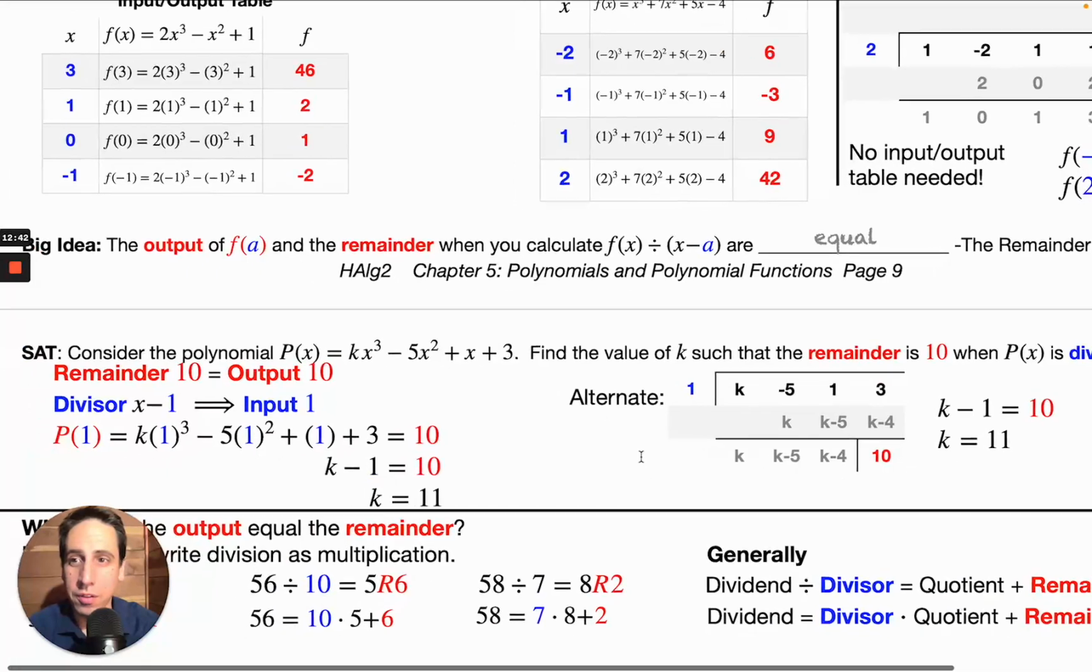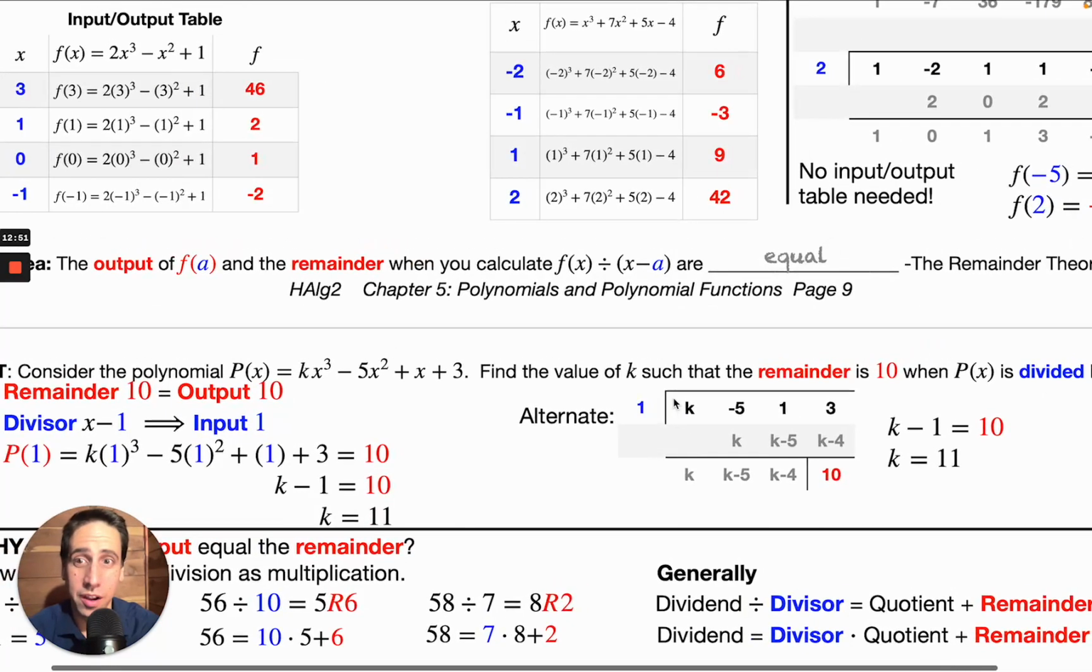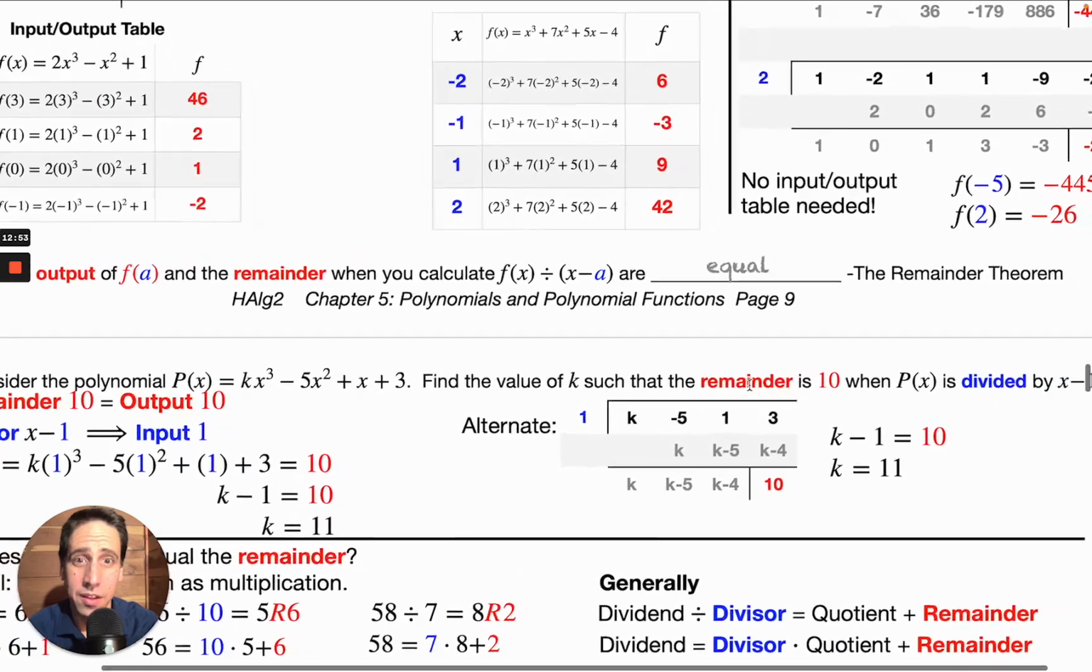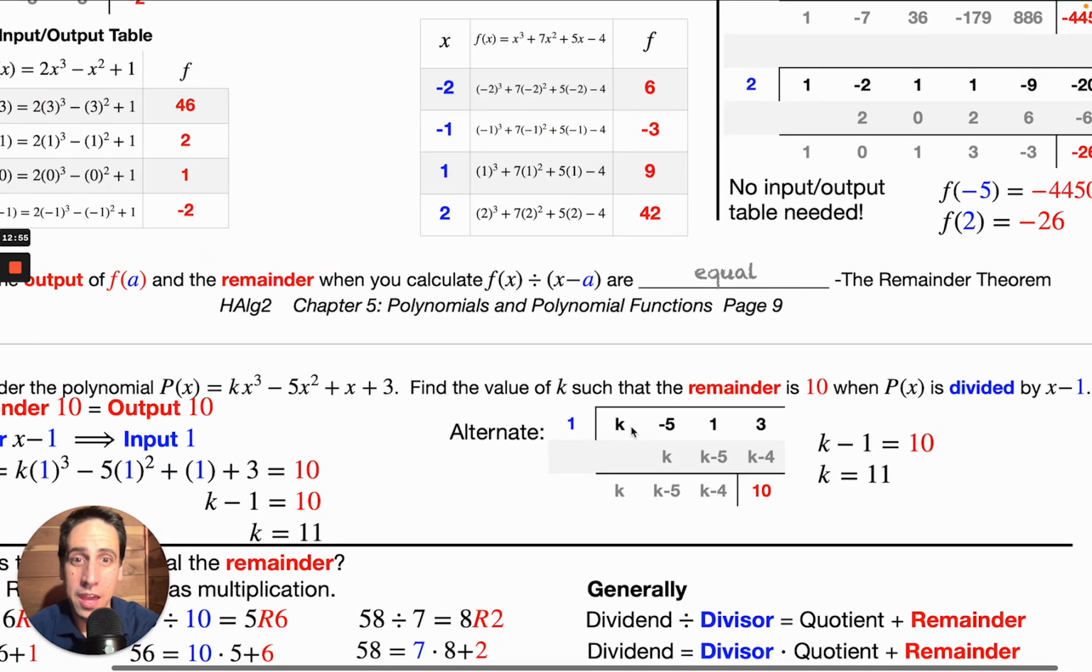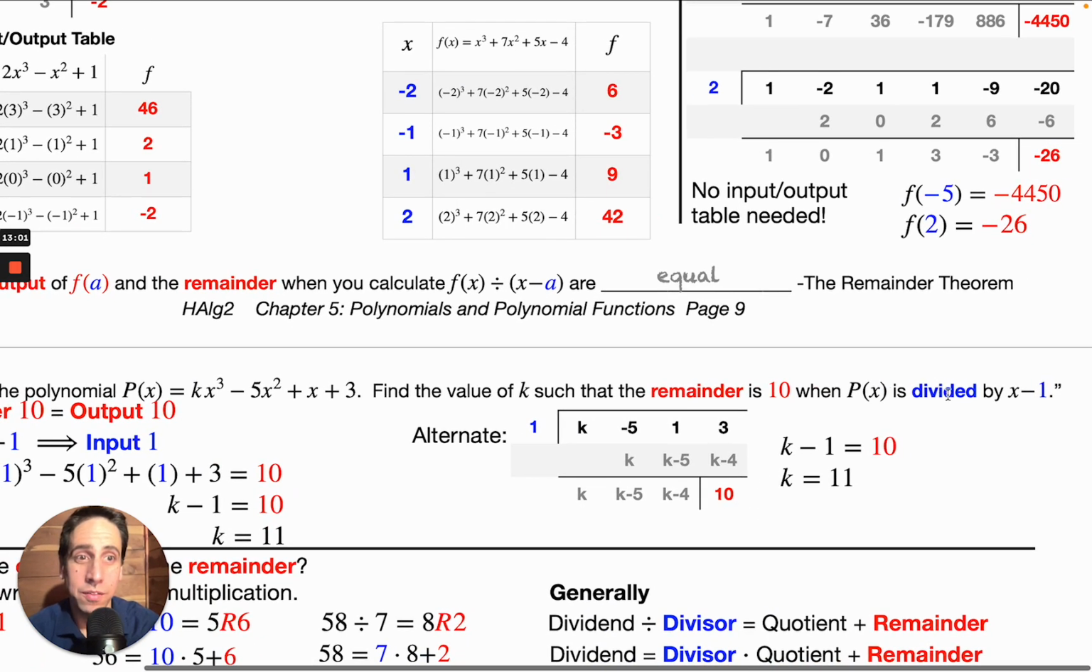Here's another way of doing the same problem that has nothing to do with the remainder theorem. If you are not able to translate this to the input and output, then you could just say, all right, well, if it's division, then I'm going to divide. I don't know what k is, but I might as well just put it into synthetic division. So the remainder is 10 when it's divided by x minus 1.